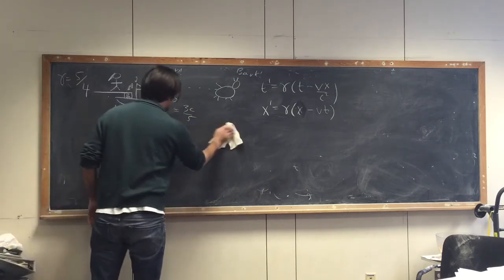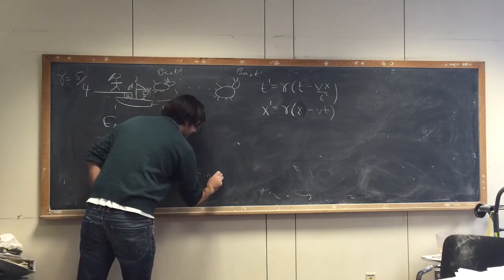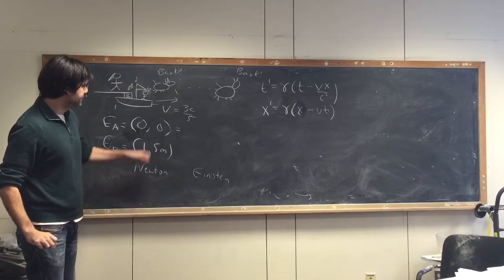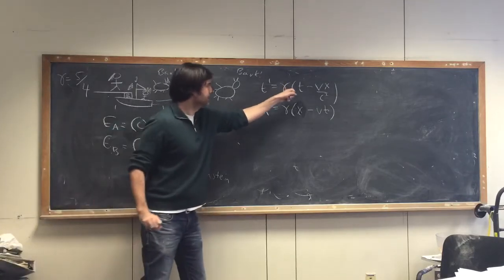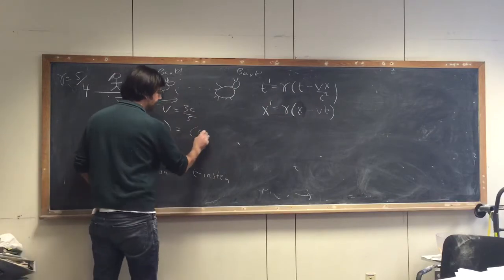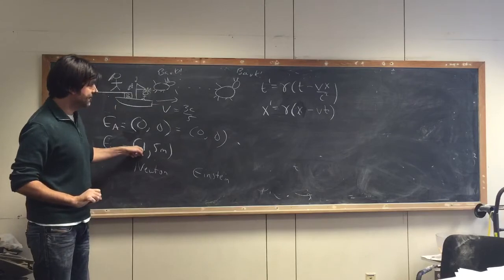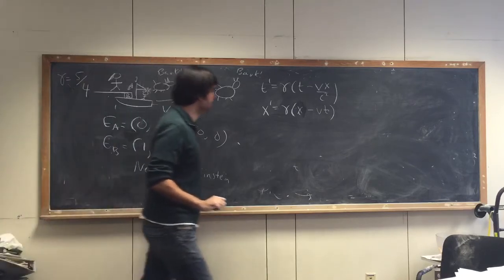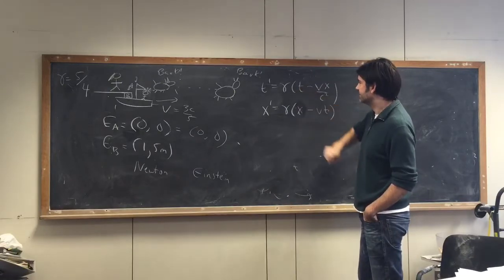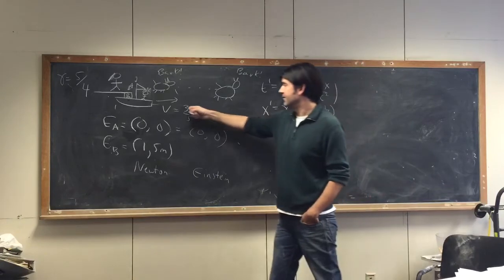Now let's write what Einstein sees. If I plug in 0 for t and 0 for x, I'm going to get 0, 0 again for Einstein. What about for event B? Well, for event B, I'm going to plug in 1 second for time, and the velocity, which is 3/5 the speed of light.